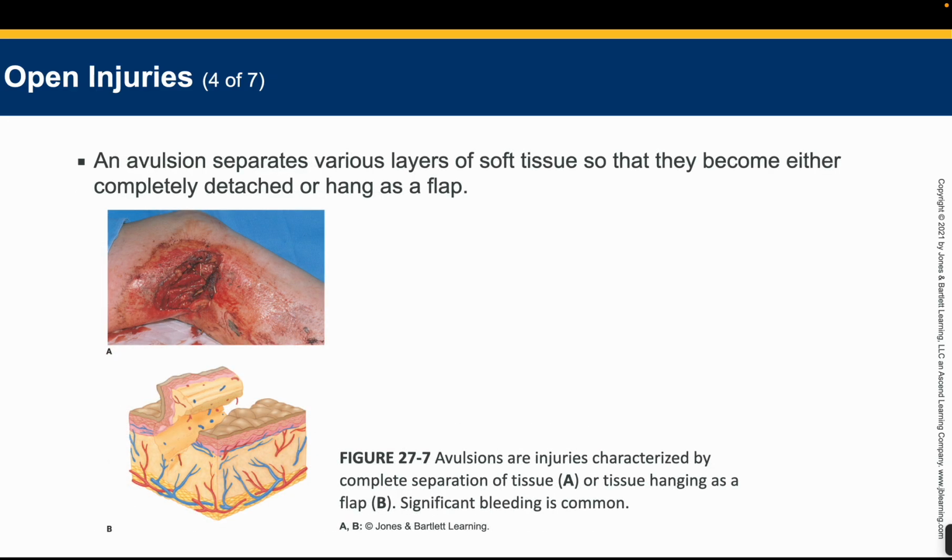Avulsions are more serious open injuries. This is where layers of soft tissue are torn away, either completely or partially, leaving tissue hanging as a flap. These injuries are often associated with significant bleeding and can look pretty dramatic. What's important here is recognizing the severity and managing it appropriately. You want to control the bleeding quickly, and if there is a flap of tissue, try and preserve it by placing it back in the position if possible and covering with a sterile dressing.